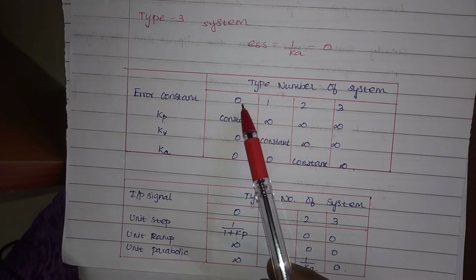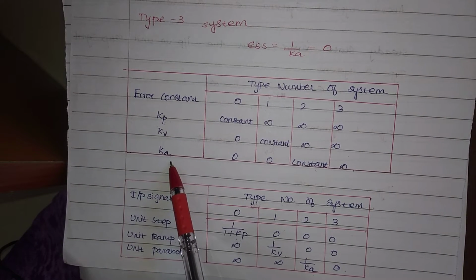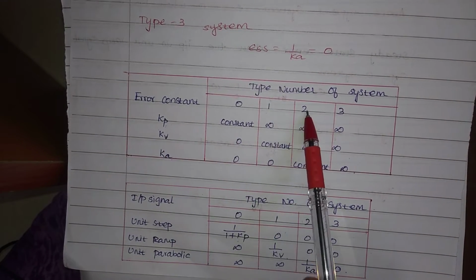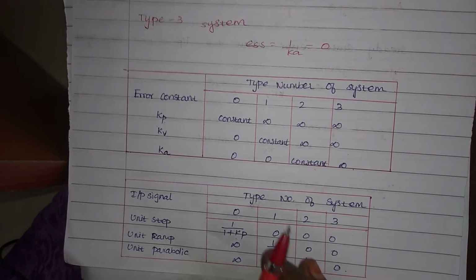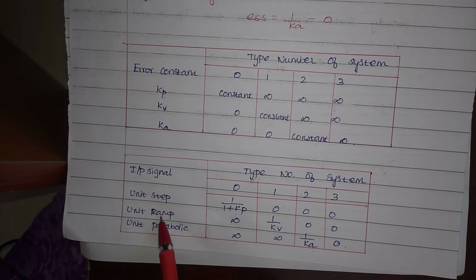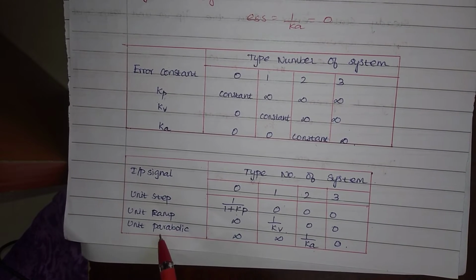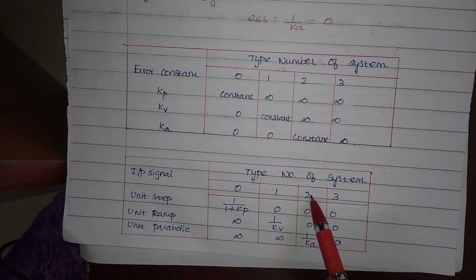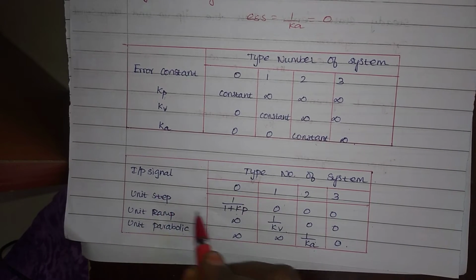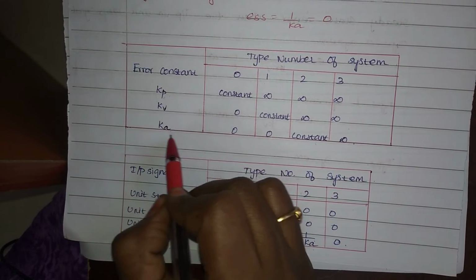So first, for type number 0, 1, 2, the error constants Kp, Kv and Ka, that is positional, velocity and acceleration error constants. For a type 0 system, Kp is constant. For a type 1 system, Kv is constant. For type 2, Ka is constant. Next, when the input is unit step, the ESS value equals 1 divided by 1 plus Kp. When the input is unit ramp, for a type 1 system it is 1 by Kv. When the input is unit parabolic, for a type 2 system it is 1 by Ka. This is the ESS value. So we remember the ESS formulas for unit step, unit ramp and unit parabolic, and these three formulas Kp, Kv and Ka.